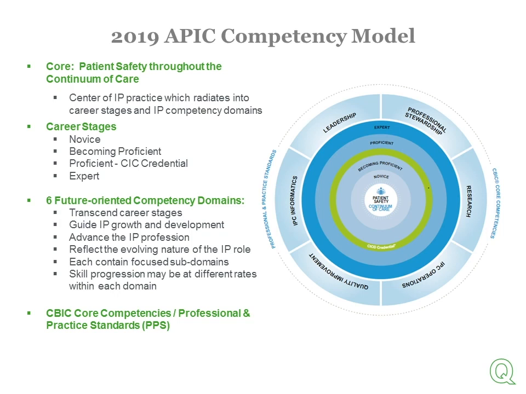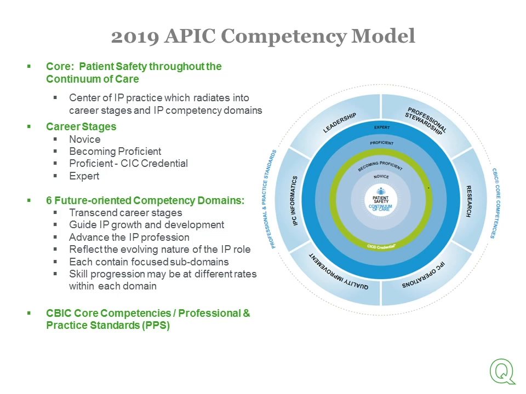The center of the APIC competency model continues to be patient safety, the main goal which infection prevention aspires to. New to the model is a focus on patient safety throughout the continuum of care. There are now 4 career stages: novice, becoming proficient, proficient, and expert, and 6 future-oriented domains which contain subdomains serving as a guide for career progression as well as professional development. The model conceptualizes skill progression at different rates within each domain, transcending the career stages. Next slide.